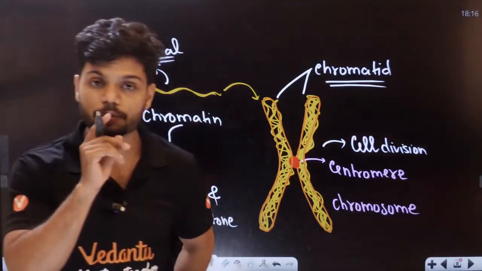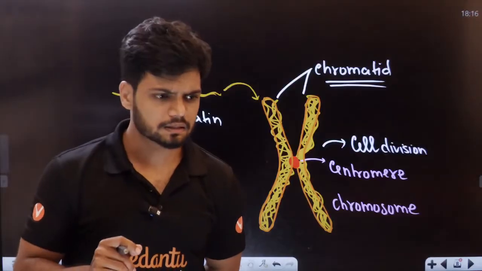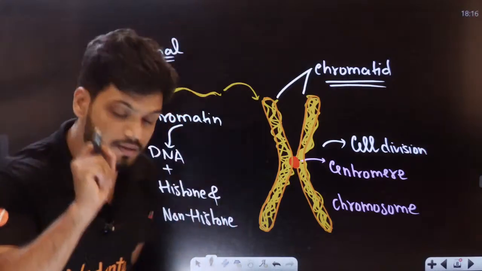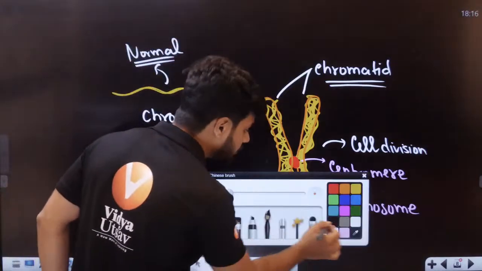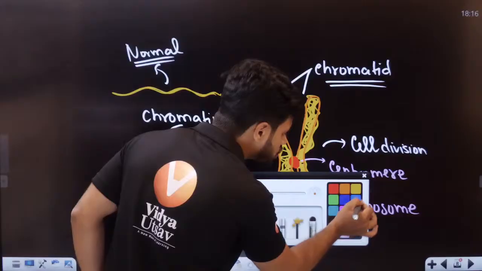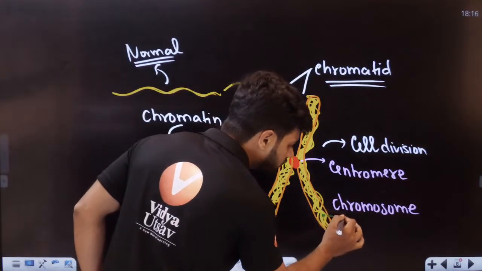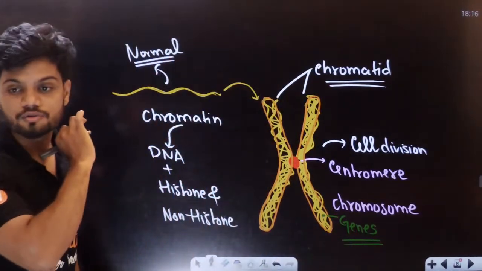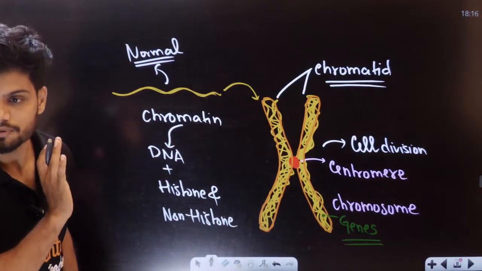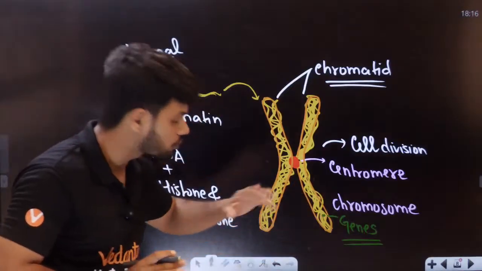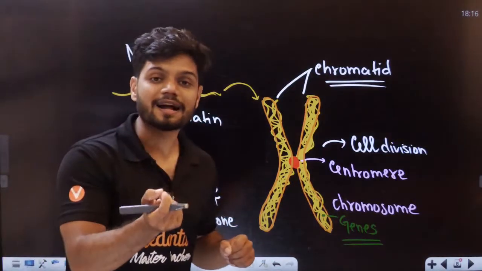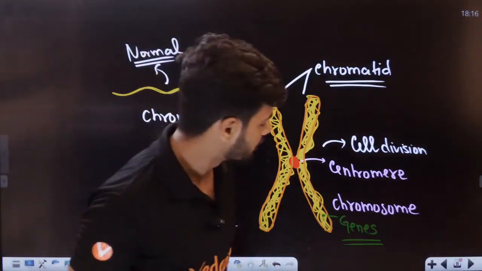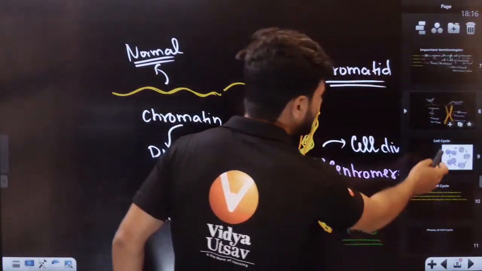Now a question arises, students. Sir, then where are genes? What are genes? Where are genes present? Students, if you take a small segment here, somewhere here, we can find the genes also. Genes are actually present on the DNA. A small segment of DNA is called a gene.